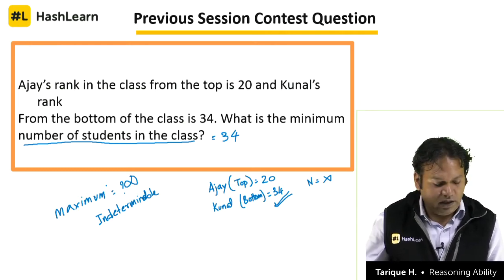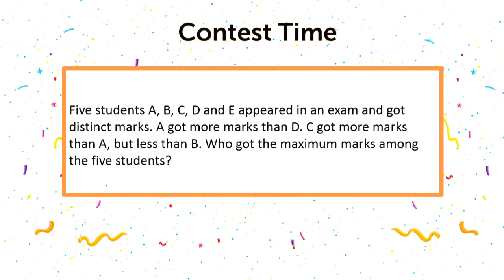Now, let us see the next question, that is the contest question for this session. 5 students A, B, C, D and E appeared in an exam and got distinct marks. So, no two of them scored the same marks. A got more marks than D, C got more marks than A but less than B. Who got the maximum marks among the 5 students?